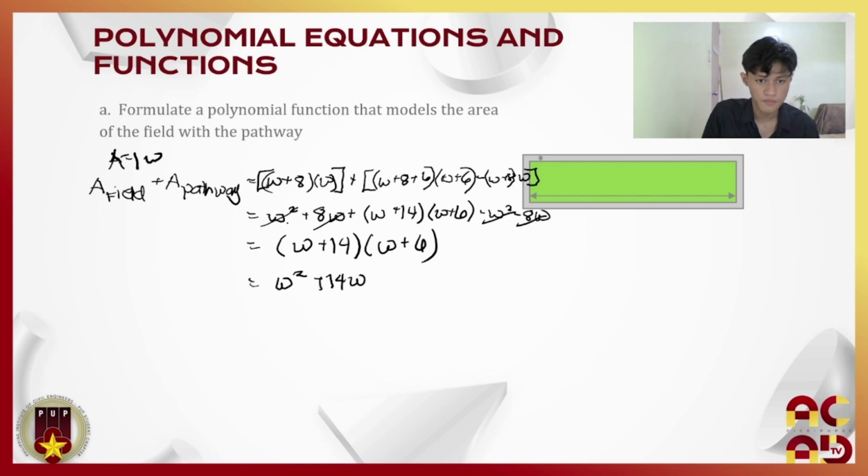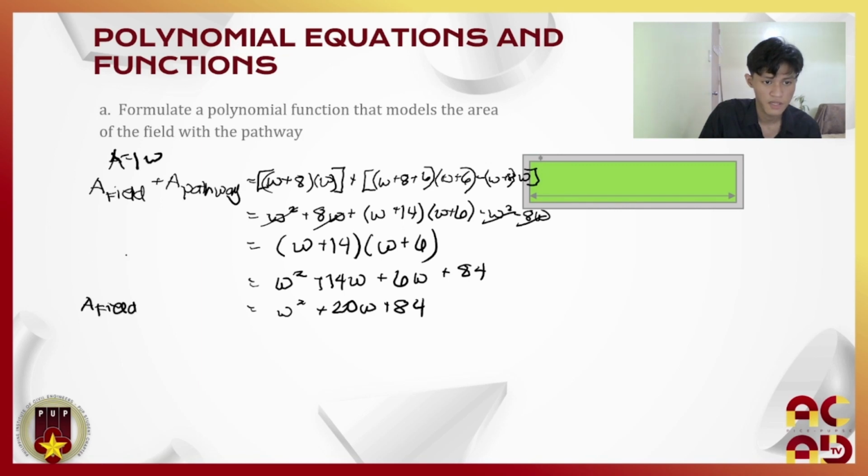And then 6 times W, we have positive 6W. And then 14 times 6, we have positive 84. Combination ng like terms, we have W squared. And 14W plus 6W, we have positive 20W plus 84. So ito na yung ating polynomial function na nagre-represent sa area ng field and area ng pathway. So ito na yung ating final answer.